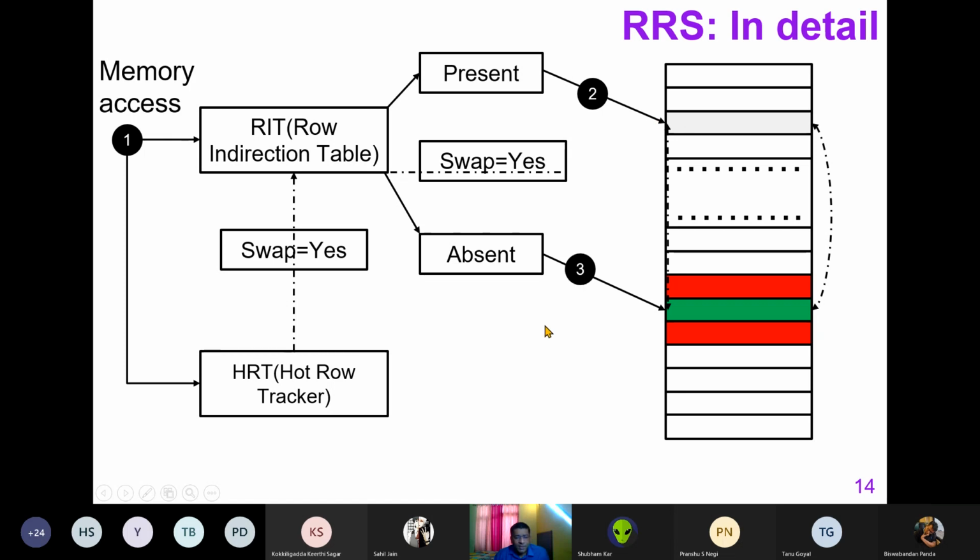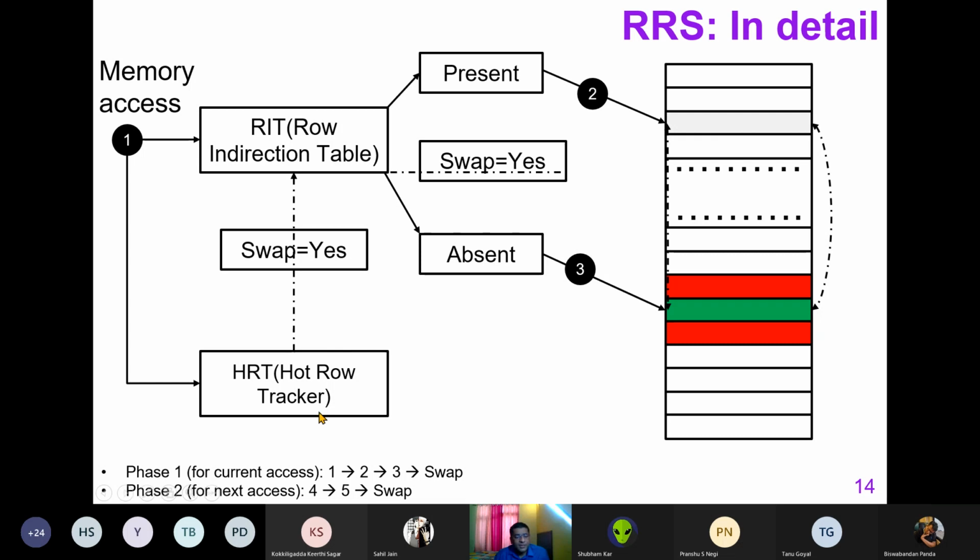Now in case of absent, that means a particular memory access arrived on a row R, and that is not a candidate for swap. So it will go to the original location of the memory bank. In this way, this is what they are doing in the first phase.